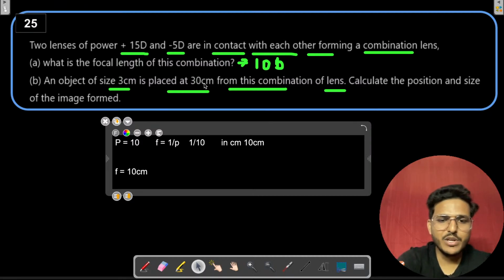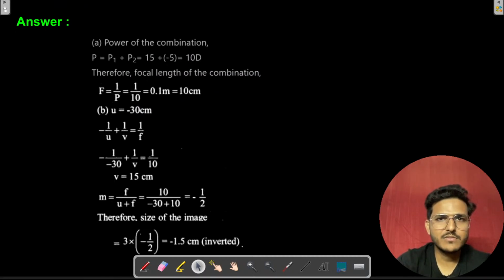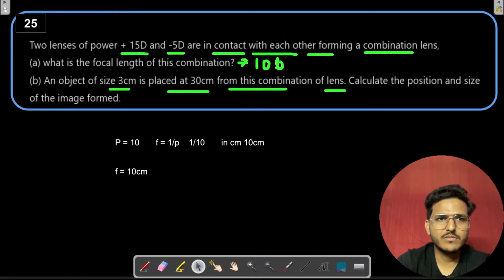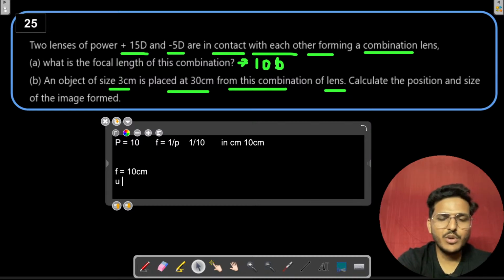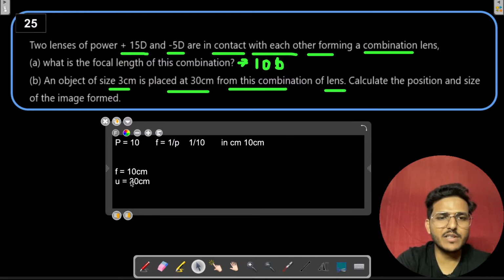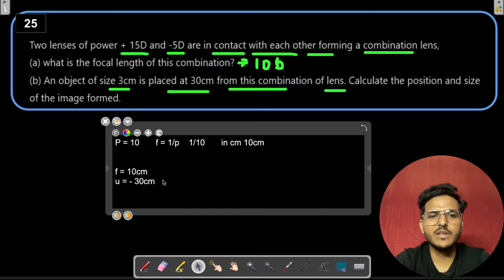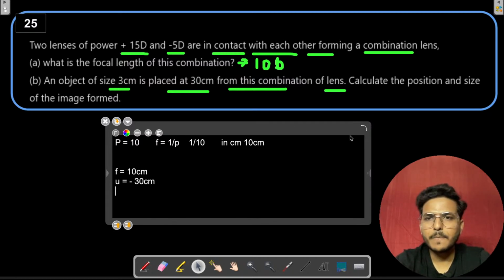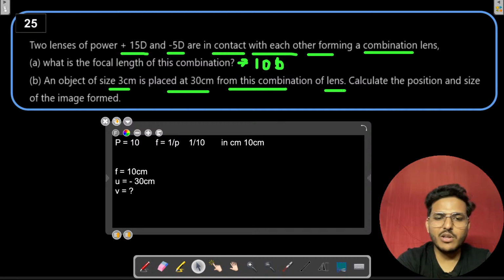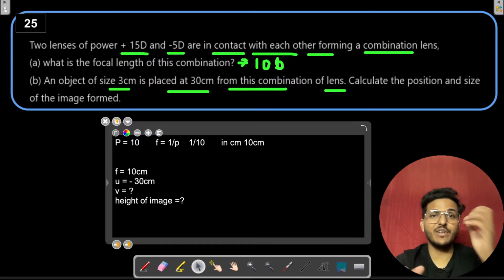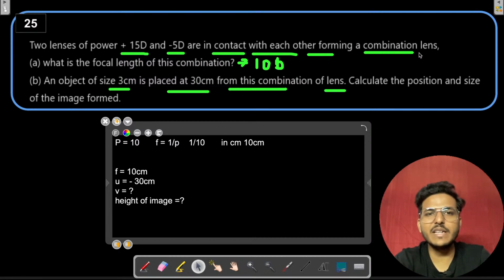You have U equals negative 30 centimeter. As you know, U is always negative. Calculate the position, that is calculate V, and also calculate the height of the image. This one is a very important question and very easy too.